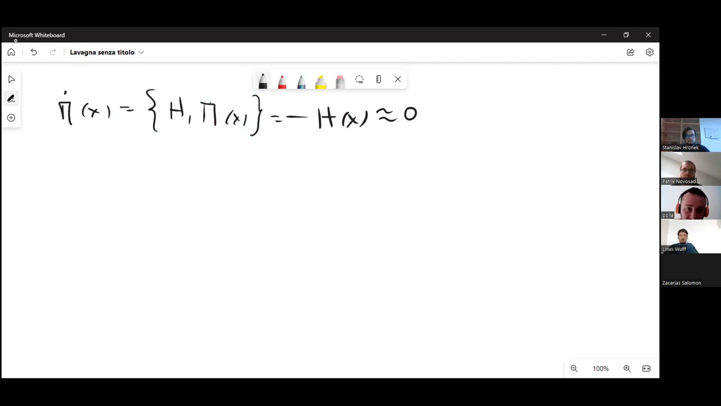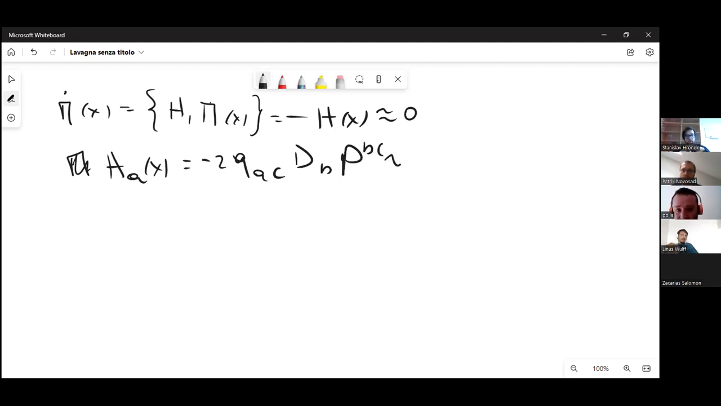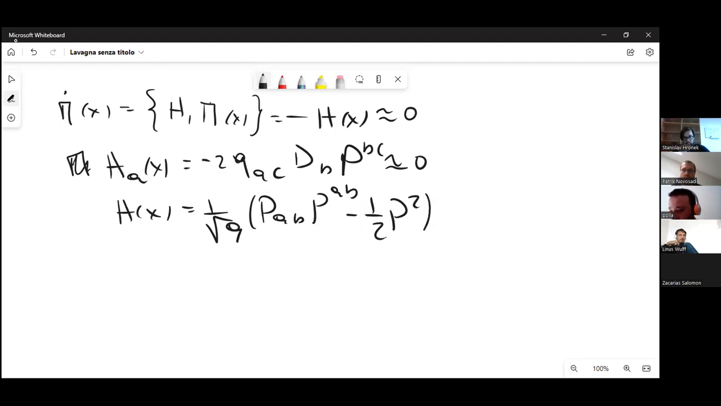And so from this we have as secondary constraints H_A at x, that I write again because maybe it's important, minus q_AC d_B p^BC equals 0, and H(x) weakly 0 again. And these are called the secondary constraints.